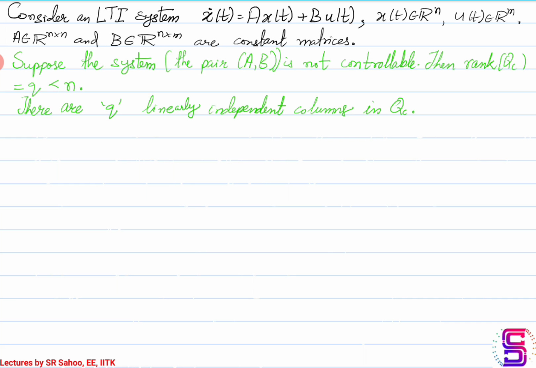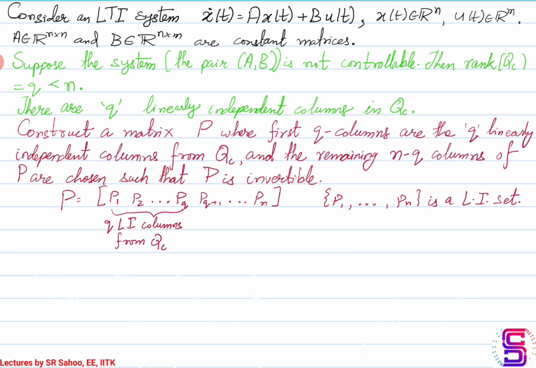Now suppose this A, B pair, or the LTI system that we are considering, is not controllable. That indicates that the rank of QC is going to be less than n. Let us assume that the rank of QC is small q, which indicates that in this controllability matrix QC, you will have q linearly independent columns.